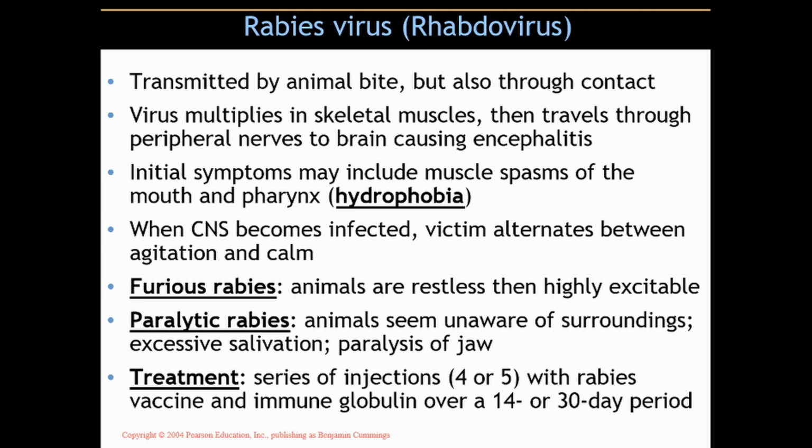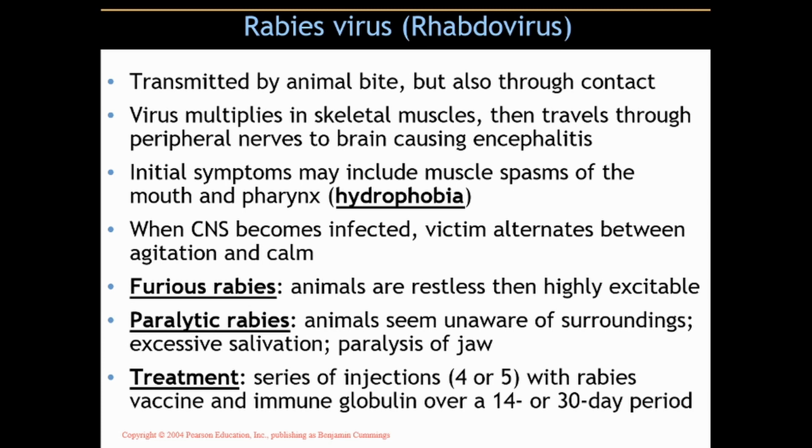When the CNS becomes infected, the victim alternates between agitation and calm, so you're going back and forth and back and forth. It's a mind-altering virus, basically, is what it's doing. And there are two basic types of rabies. There's furious rabies and there's paralytic rabies.